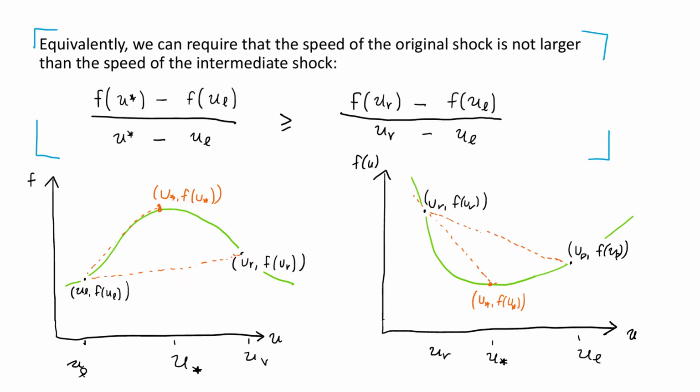Oleinik's entropy condition, that the shocks are physically stable, that the intermediate shocks have a speed faster than the original shock, can also be expressed directly as follows, namely using the RH condition. It must be that (f(u*) minus f(u_L)) divided by (u* minus u_L) is greater or equal to (f(u_R) minus f(u_L)) divided by (u_R minus u_L). Again, that can be expressed graphically below.